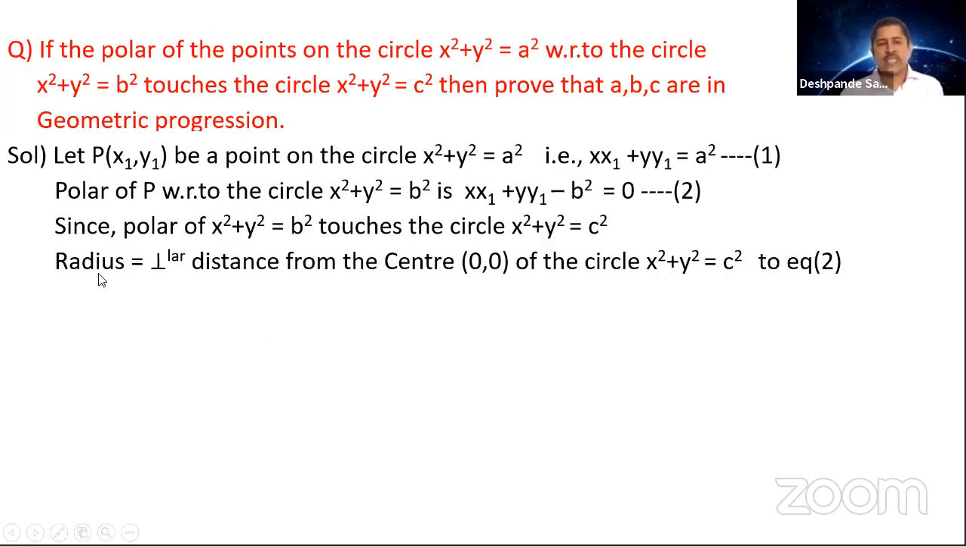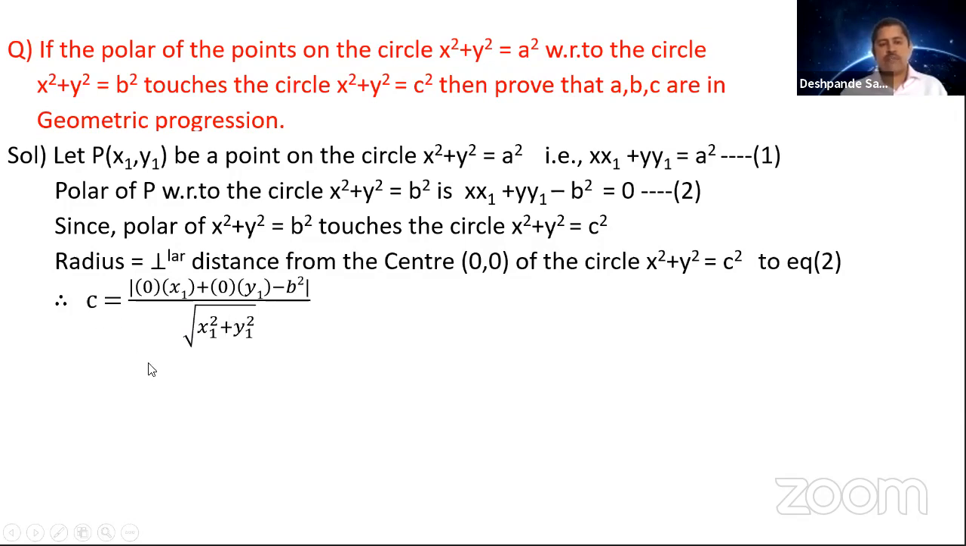So equation 2. What is the radius of the third circle? The third circle radius is c. So you can say c is equal to the perpendicular distance. The value of x is 0, the value of y is 0. That is the formula here: the modulus of a times x1 plus b times y1 plus c, divided by root over a square plus b square. So 0 into x1 plus 0 into y1 minus b square, divided by the coefficient of x which is x1, so x1 square, and the coefficient of y which is y1, so y1 square, both under the root.